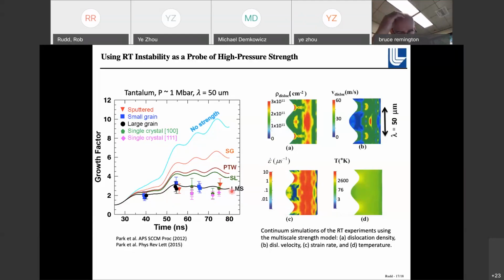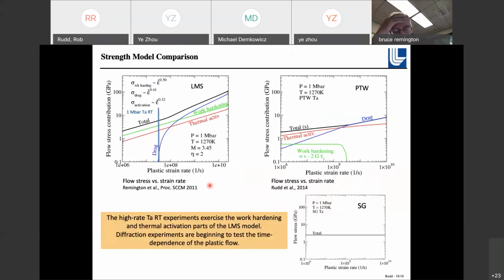And in a model like the LMS model, you can go in and interrogate what it thinks is going on in terms of the microphysics: the dislocation density and the dislocation velocity as a function of position and time through the sample. So that's very nice. Then you can say, this kind of experiment can be used to validate strength models, but what in fact are you validating there? So it's beneficial to look at what's actually being tested within the model.